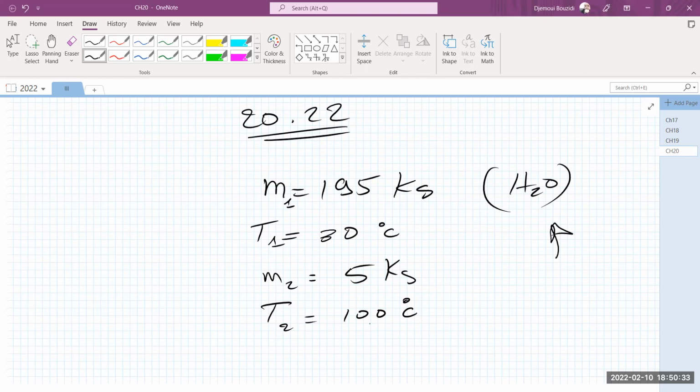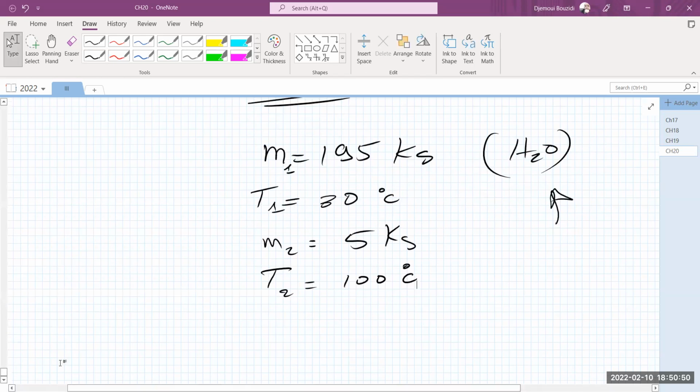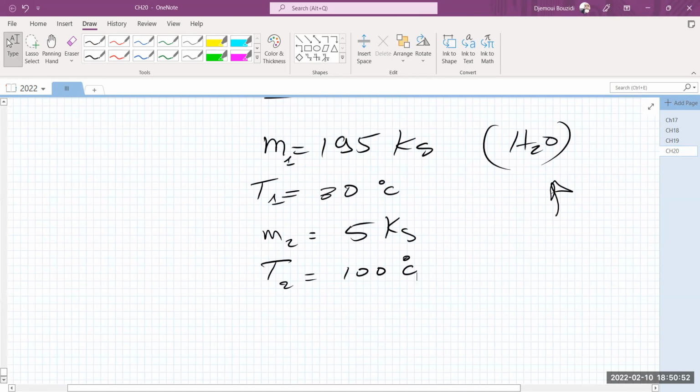Is this a reversible or irreversible process? Obviously, this is an irreversible process. You cannot take the 5 kilograms of water and all of a sudden separate it. It's not possible. So this is, intuitively, and we'll see it through the entropy, okay? So this is an irreversible process. So that should be easy, okay?